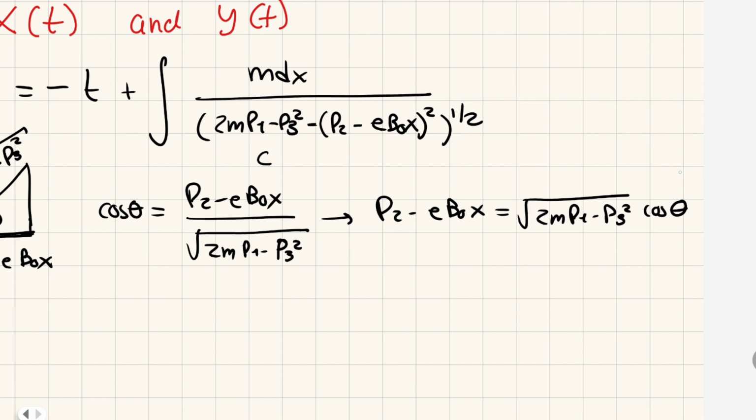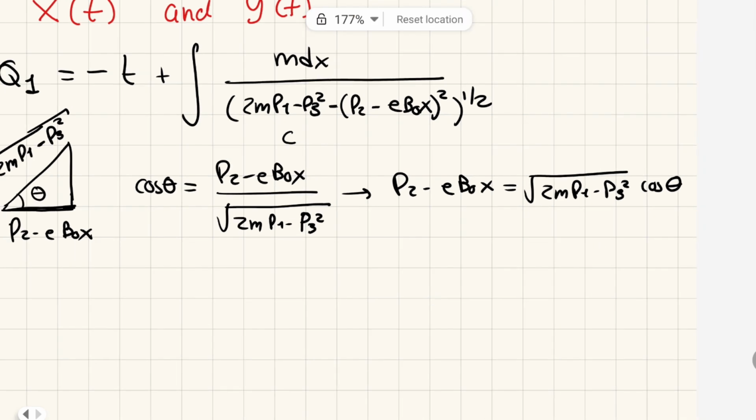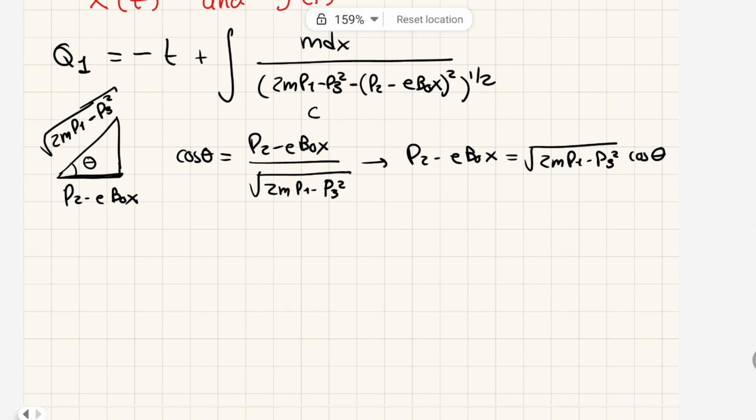If we are able to find this theta, then we are going to be able to find x, right? We just need to solve this equation for x and see what happens. You will see later that this is going to give us the function x of t that we are looking for.